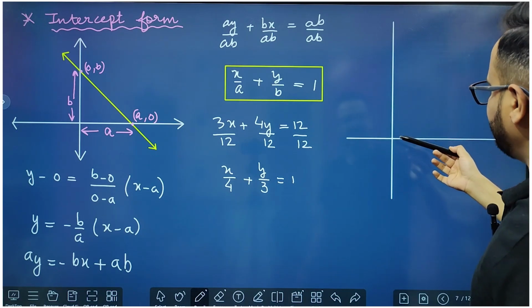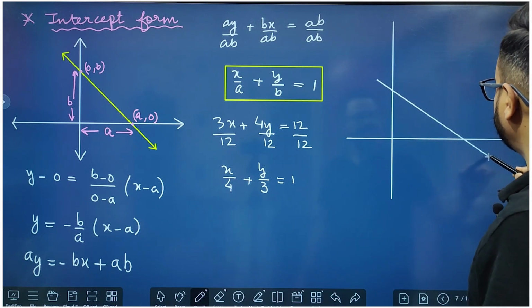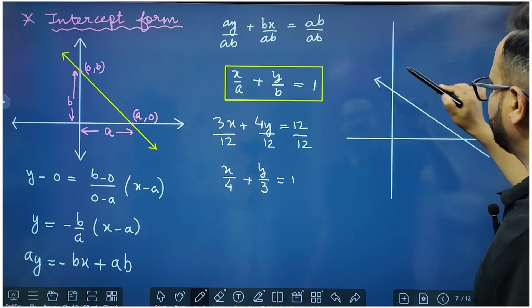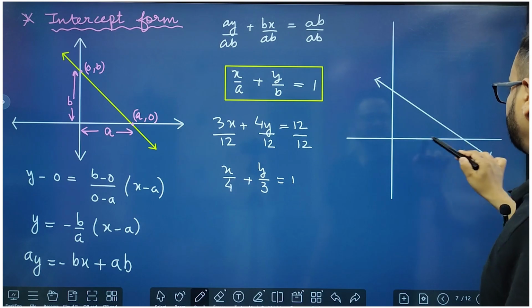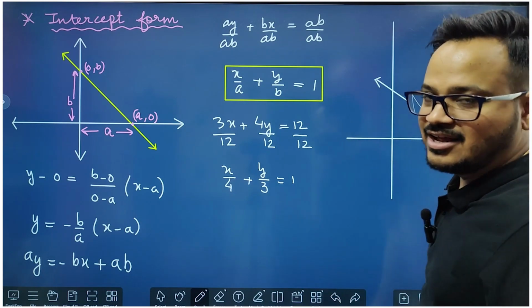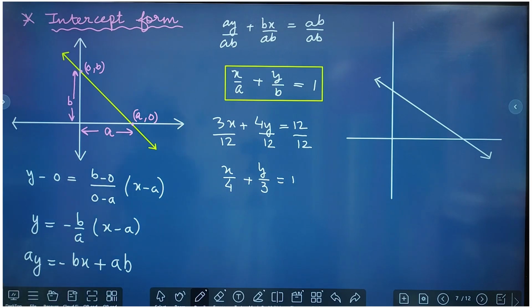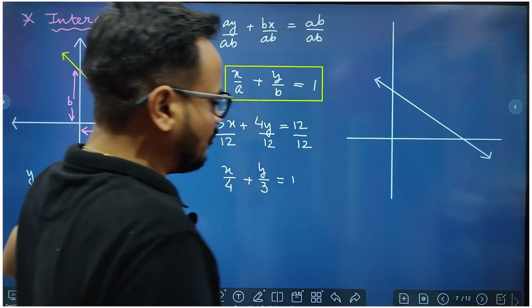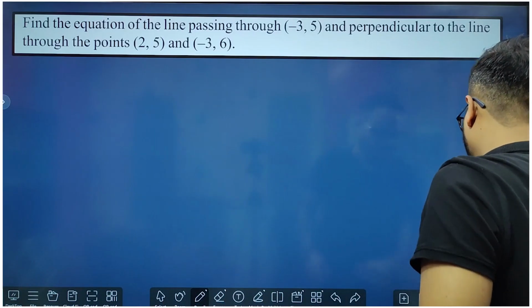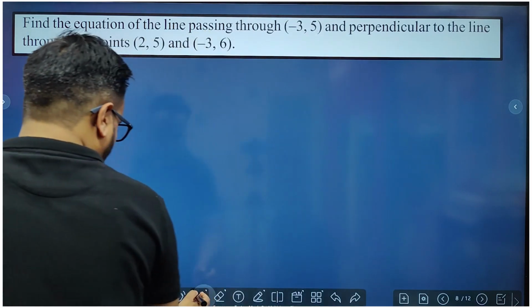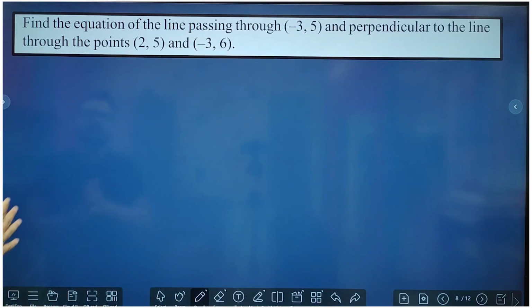Just plot this line. X intercept is 4 and y intercept is 3. So this is the required line, right? So this form is very useful to plot the graph of a line. Okay, so these are the various forms of the equation of a straight line. Now let us discuss some important questions based on these.